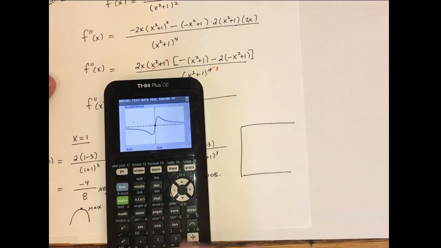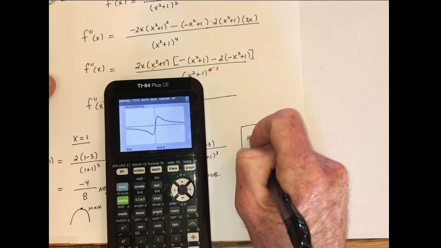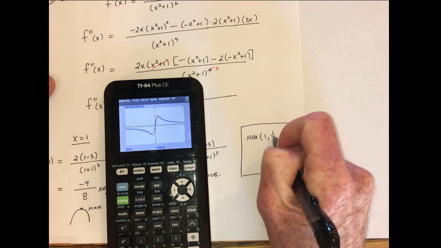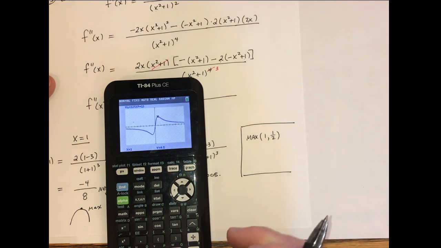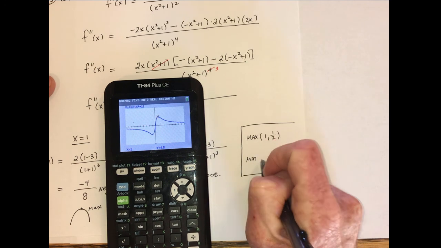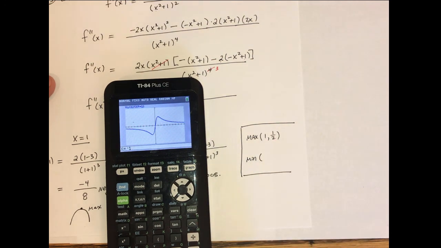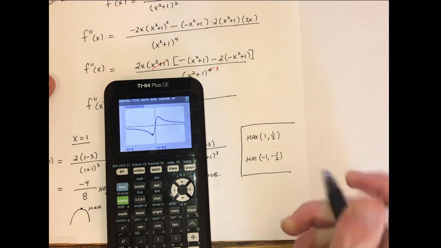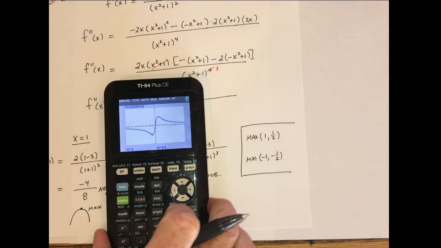So when you trace and you put in a positive 1, that means there's a maximum at 1, comma, 0.5 or a half. And then minimum, when you substitute a negative 1, it's going to be negative 1 and then negative 1/2. And that is the second derivative test.